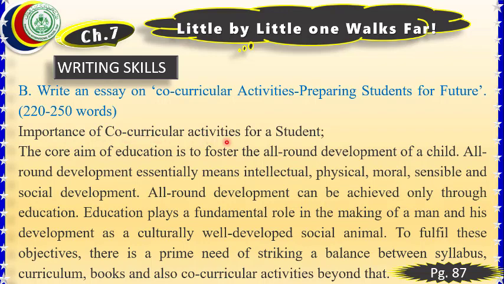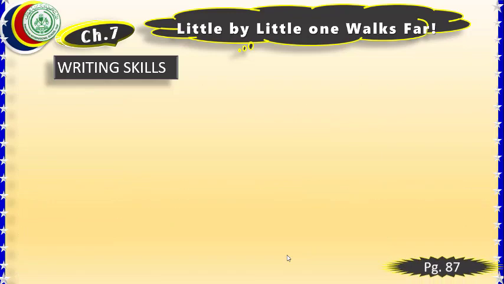Importance of co-curricular activities for a student. The core aim of education is to foster the all-round development of the child. All-round development essentially means intellectual, physical, moral, sensible, and social development. All-round development can be achieved only through education. Education plays a fundamental role. These are the general things. You can read them and understand them very well.